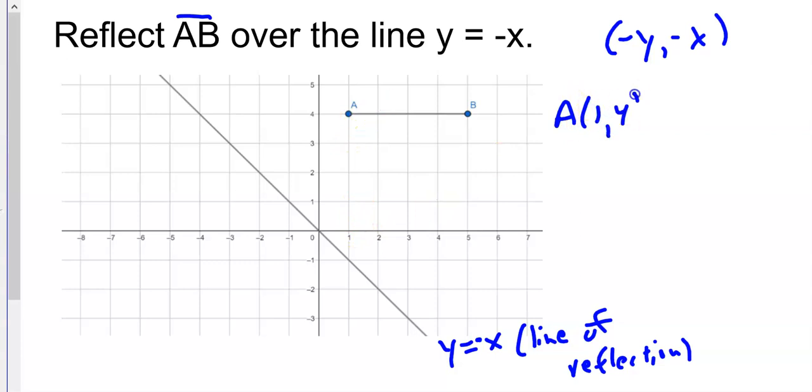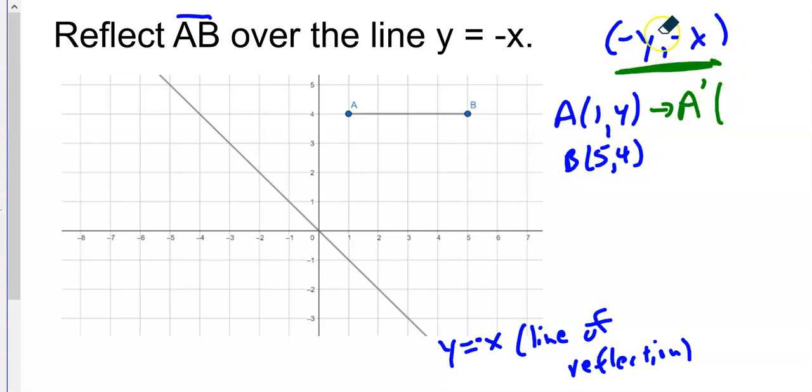So I have 1, 4, and then I have 5, 4. So if we want to apply this, A prime becomes, again, switch X and Y, negate them. So -4, -1. Same thing with your B prime, switch X and Y, and then negate them. So I'll have -4, -1.